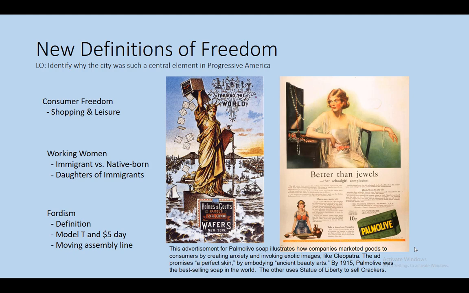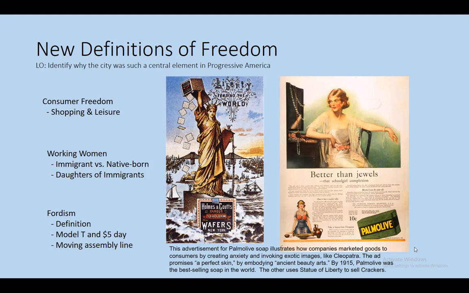So cities were really important, not just because this is where a lot of the industrialization is taking place, but this is also where mass consumption is starting to become part of the American definition of life, right? And so this mass consumption society added a new meaning to how we defined American freedom.